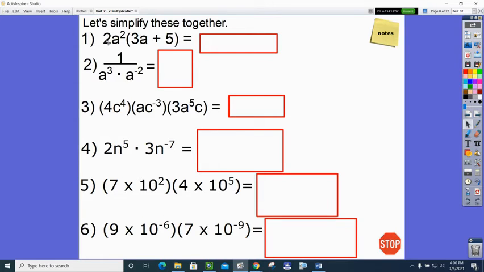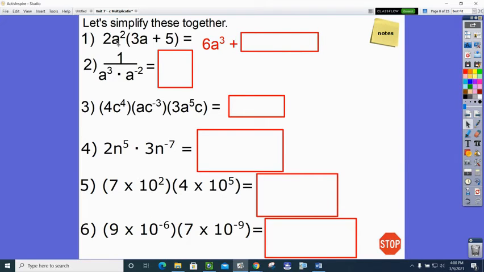So first we're going to take 2 times 3, that's 6, and a to the second times a to the first would be a to the third, and we're going to write that down. Then we're going to put our plus, and we're going to take that 2a squared, sorry, let me get him over there.